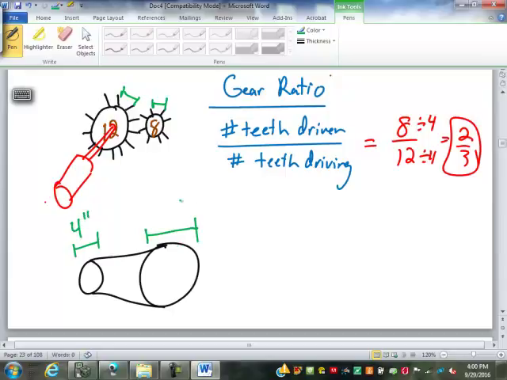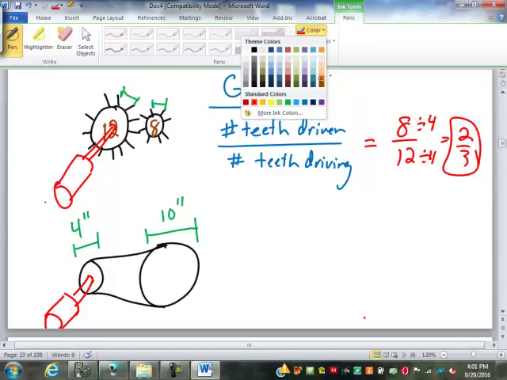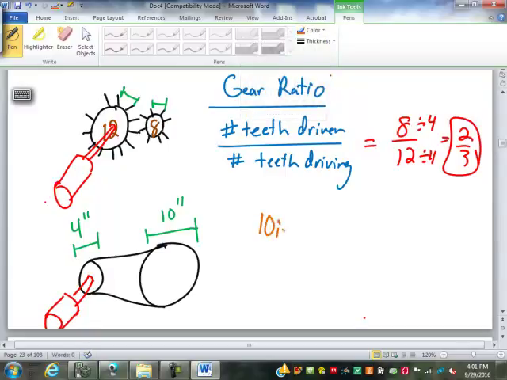So let's say this is a 4-inch pulley and this is a 10-inch pulley. Again, I need to know which one is driven and which one's driving. So let's say I put the motor right here. If I cut the belt now, which one stops? The 10. So the 10-inch pulley goes on top. That is the driven pulley. It's being driven by the other pulley. And the 4-inch pulley goes on bottom. It's the driving pulley. It's forcing the other pulley to turn. So the inches cancel out. Both of those divide by 2, giving me a 5 to 2 ratio.